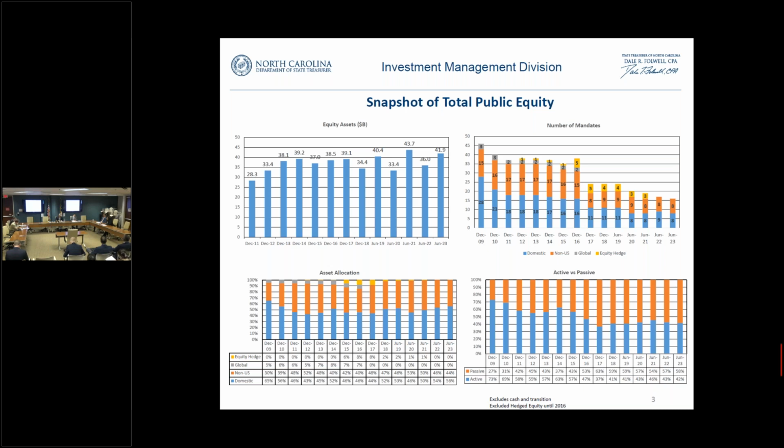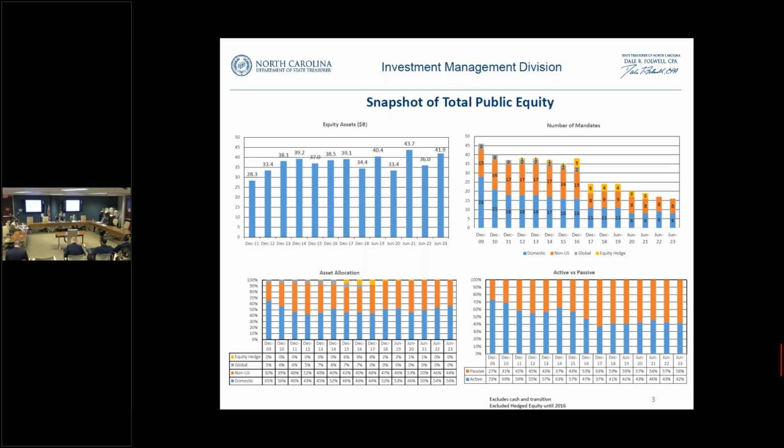In the top right box, you can see that the number of investment strategies now stands at 16. That's down 1 from last year, and that's just a slight change where we consolidated our Russell Midcap and Russell Top 200 portfolios to form the Russell 1000. We're capturing the same universe, just doing it a little bit more efficiently and more cost effectively.